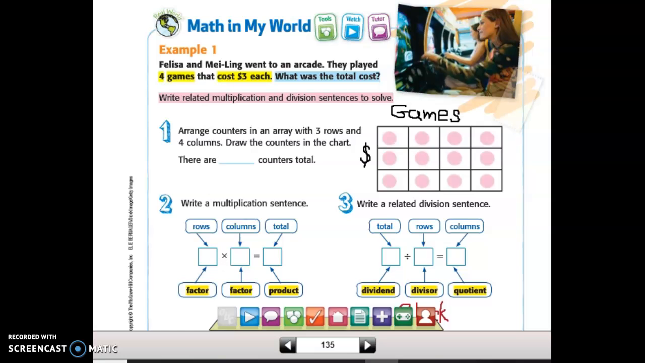So we arranged counters in an array with 3 rows and 4 columns. The rows going across are the dollars that each game costs, and the number of games, they did 4 games, so there's 4 columns. And if you were to count them all, you would see 3, 6, 9, 12, or 4, 8, 12. There are 12 counters total.